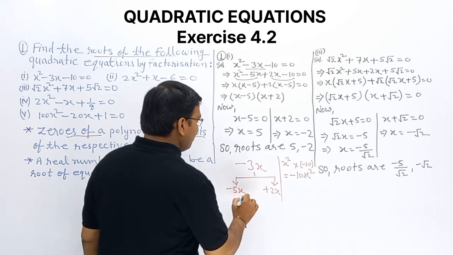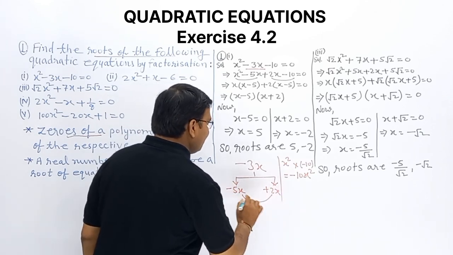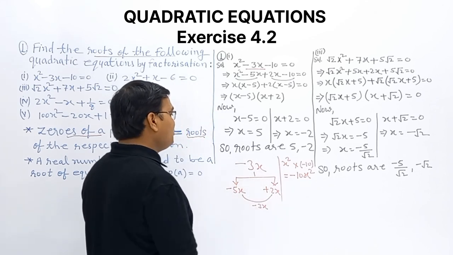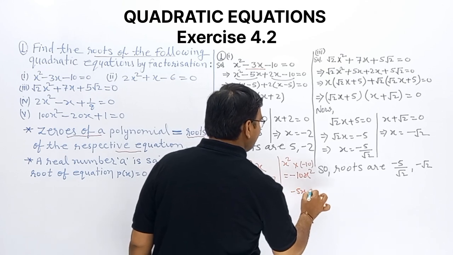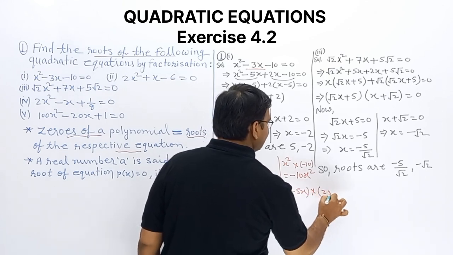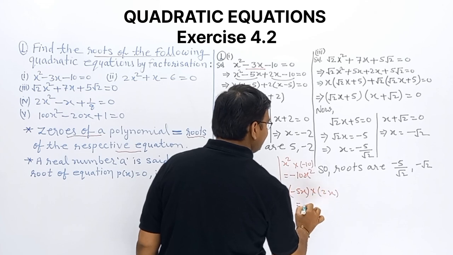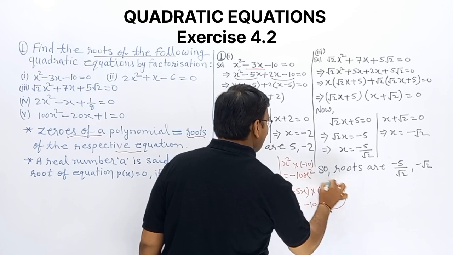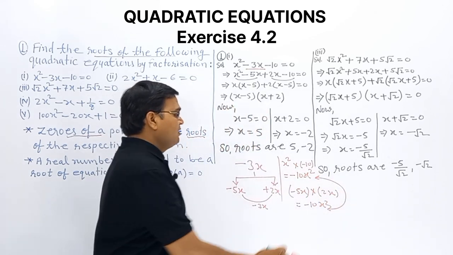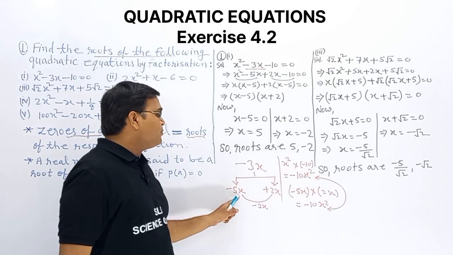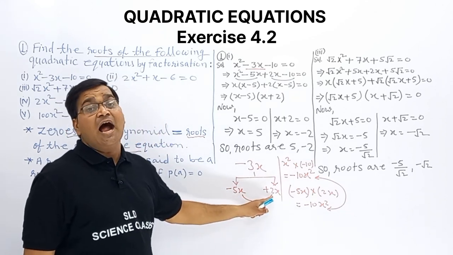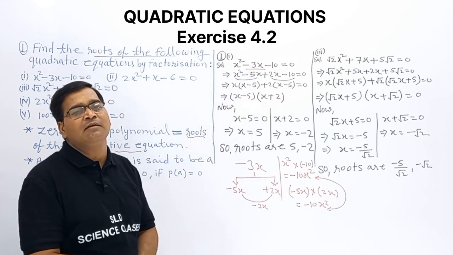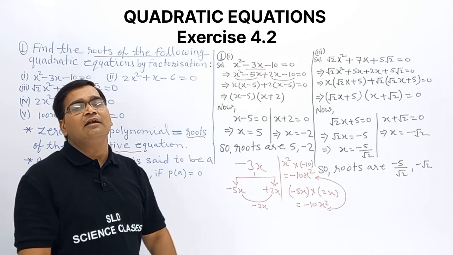Product both, once we add, what are we getting? -3x. And once we multiply -5x with 2x, what are we getting? Minus times plus is minus, 5 twos are 10, x into x is x square, and this is similar to this one. It means these two parts, -5x and +2x, are the correct parts of this number. Are you getting it? This is a standard problem.